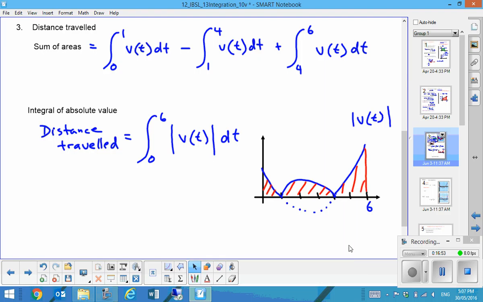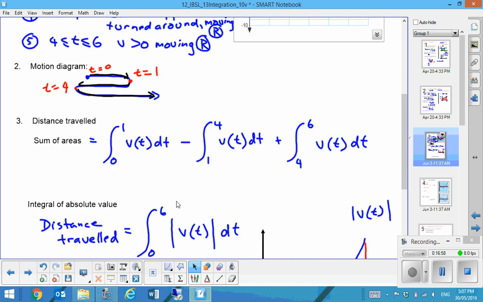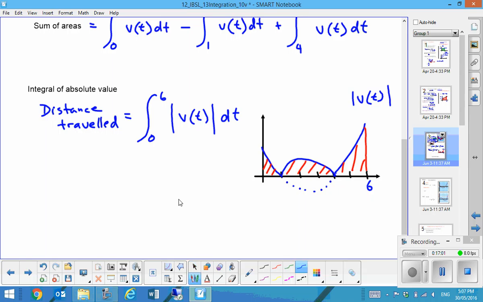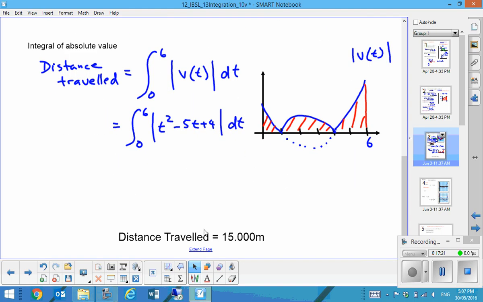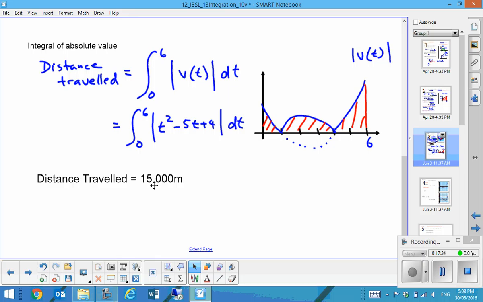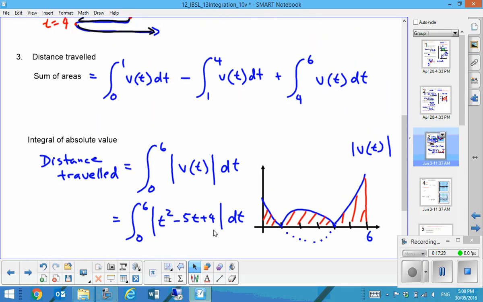And if you do that in your calculator, using our velocity function, which was t squared minus 5t plus 4, integral 0 to 6, t squared minus 5t plus 4 brackets. Oh, I don't need that because I'm doing absolute value, it acts like a bracket. dt. Put that into your calculator, and it comes out about 15 if we're doing meters, meters per second. Does that answer make sense?